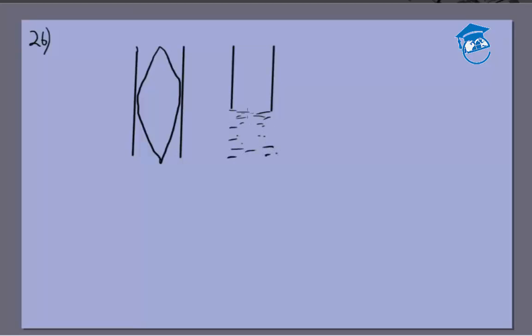And now for a pipe which is open at one end and closed at the other end, the fundamental frequency wave would look like this. Because this has to be a pressure node, but this point has to be a pressure antinode or a displacement node because this is a closed end.